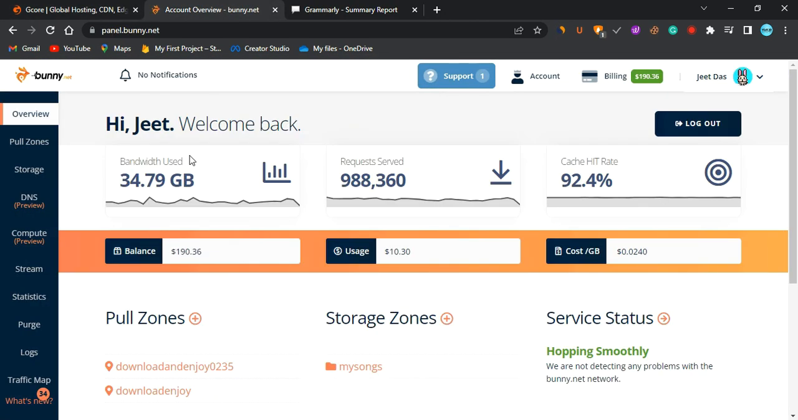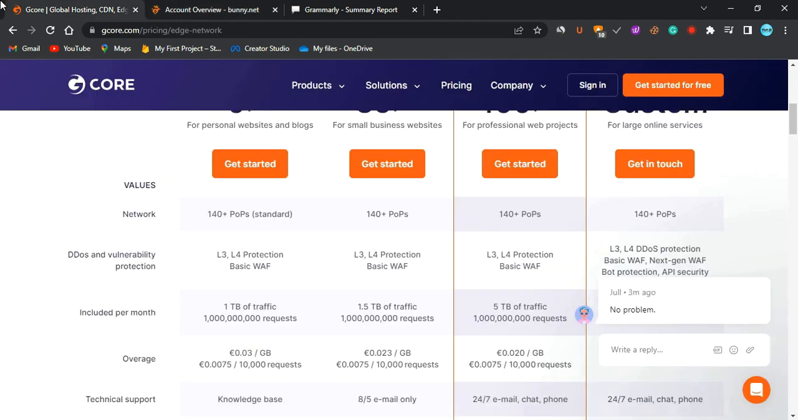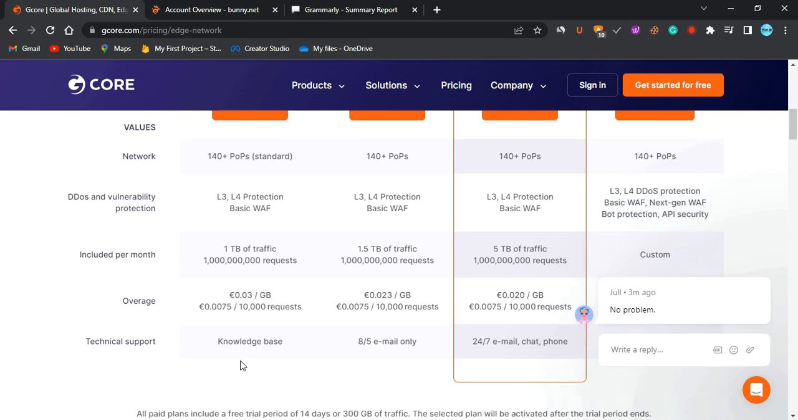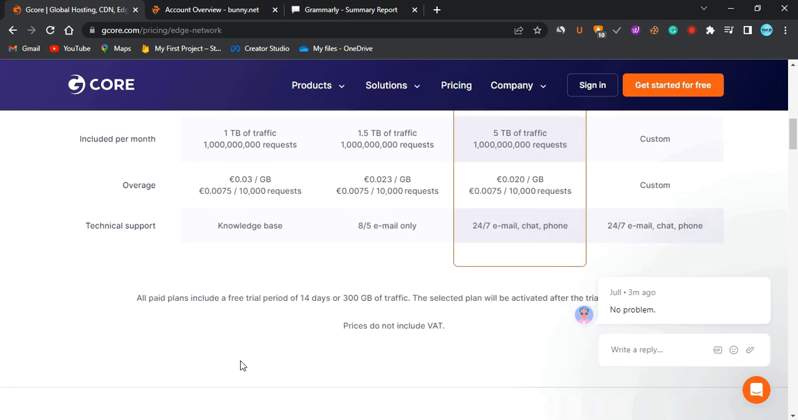Just to give you an idea, I have added more than 3 websites in Bunny CDN, and in the lifetime I have generated more than 988,000 requests across two or three websites. So you can imagine how many requests they are providing you for absolutely free. And technical support you will get, yes.